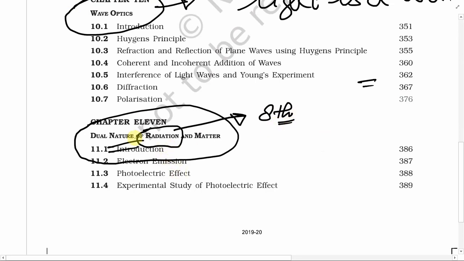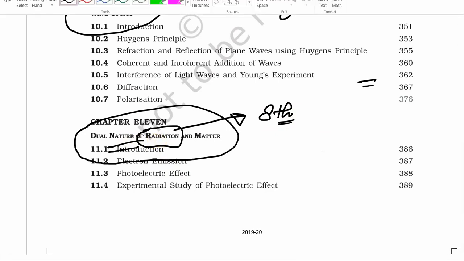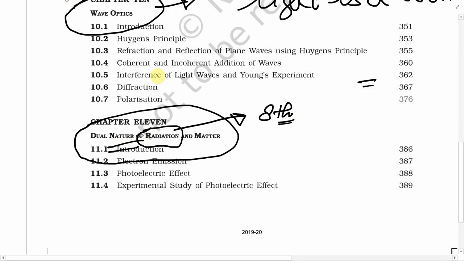So in this dual nature of radiation, we'll come to know light may show different properties in different situations. It may behave like radiation, it may behave like matter also. So when light, that is a wave, can behave like matter, it is a natural question whether matter may also behave like light. So these things we will be studying in this chapter known as dual nature of radiation and matter.